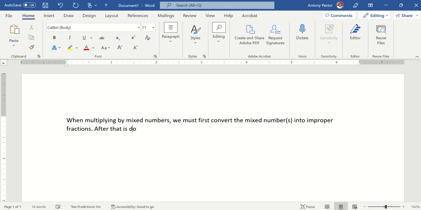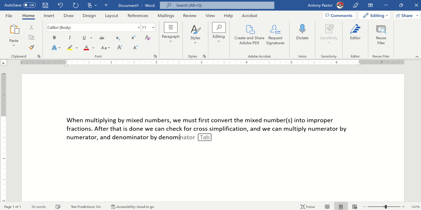After that is done, we can check for cross simplification, and we can multiply numerator by numerator, and denominator by denominator. And then, depending on our answer, if it's an improper fraction, we divide numerator by denominator. If it's a proper fraction, we just simplify by finding common factors.